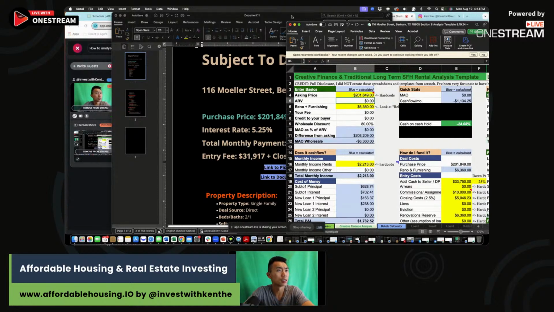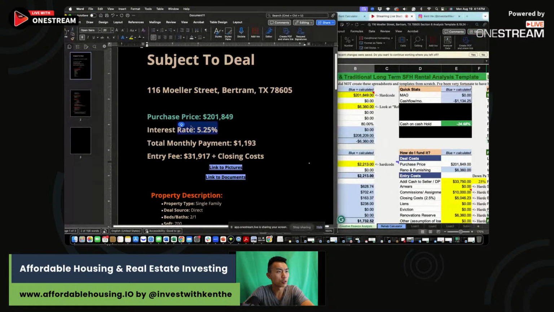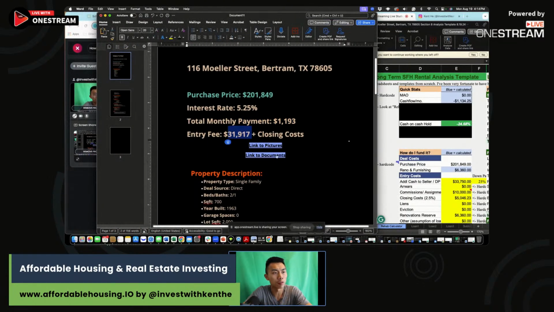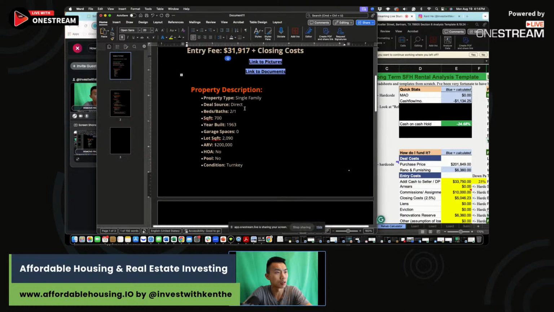201,849. Interest rate 5.25% on the underlying loan. So we're buying the property, we're taking ownership of the property, but the underlying loan, we're just taking over the payments on it. We're not assuming it, we're just taking over it. So this is how you get your total monthly payment amount, which is disclosed to us, and your entry fee of 31,917. So let's go ahead and look at this.